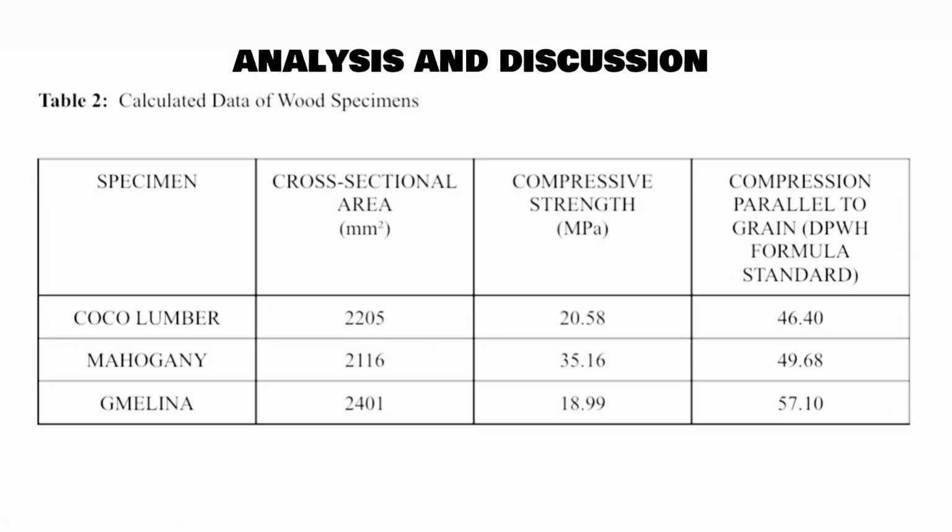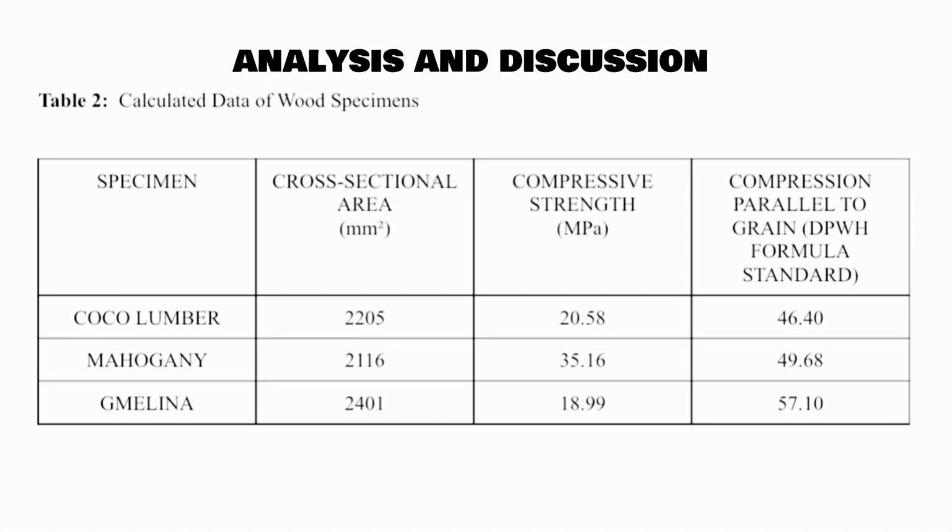None of the specimens met the requirement for compressive strength, with GMELINA failing significantly. From a materials engineer's perspective, this failure to meet the standard would warrant rejection of the wood batch to ensure safety and quality in construction.